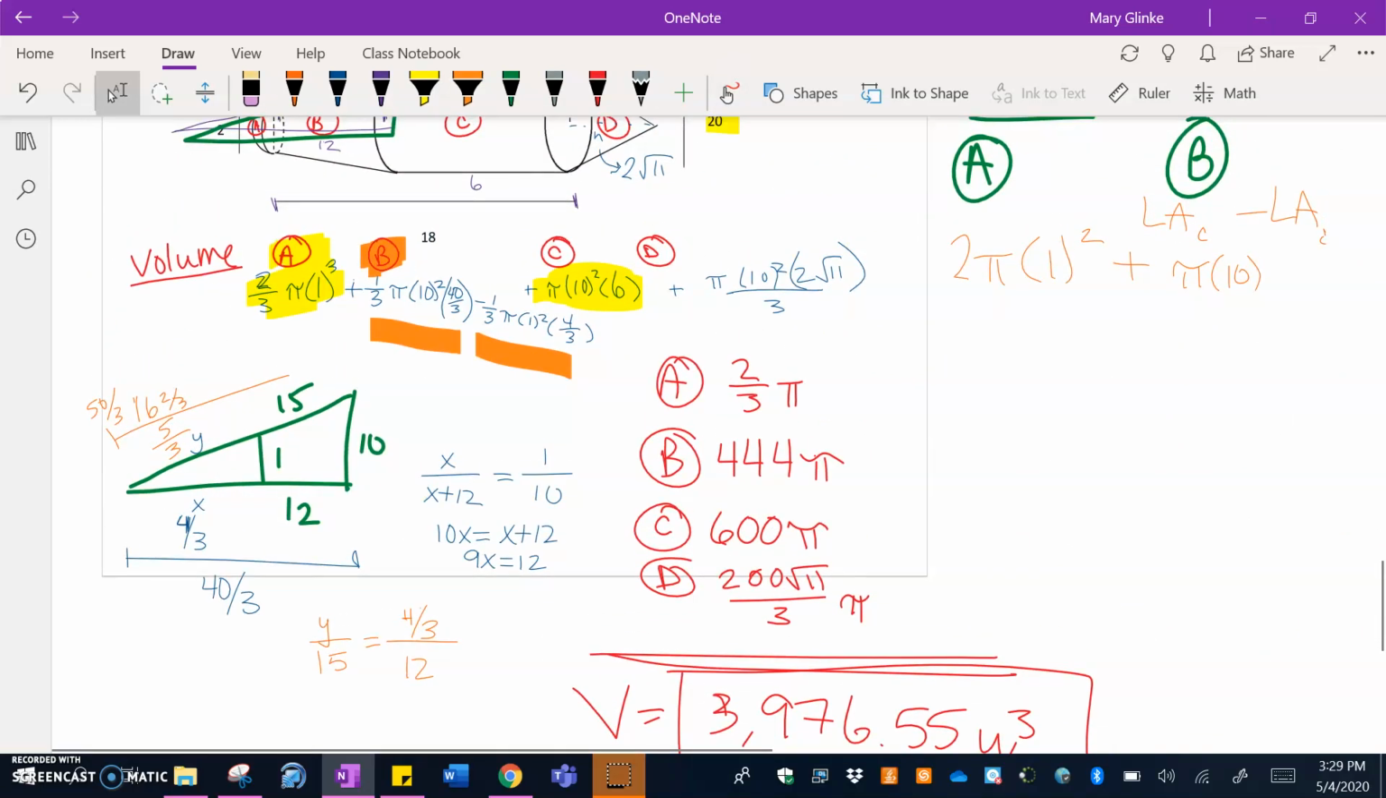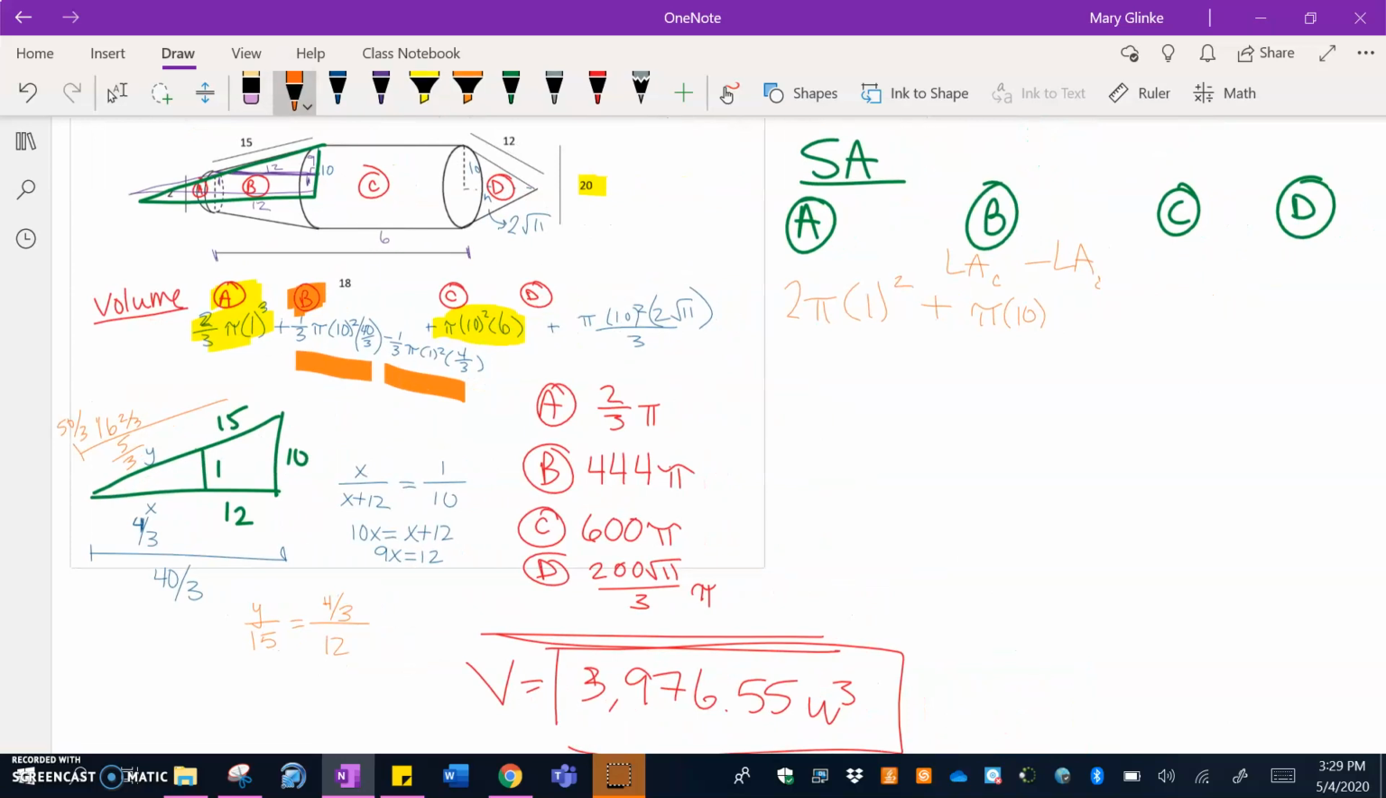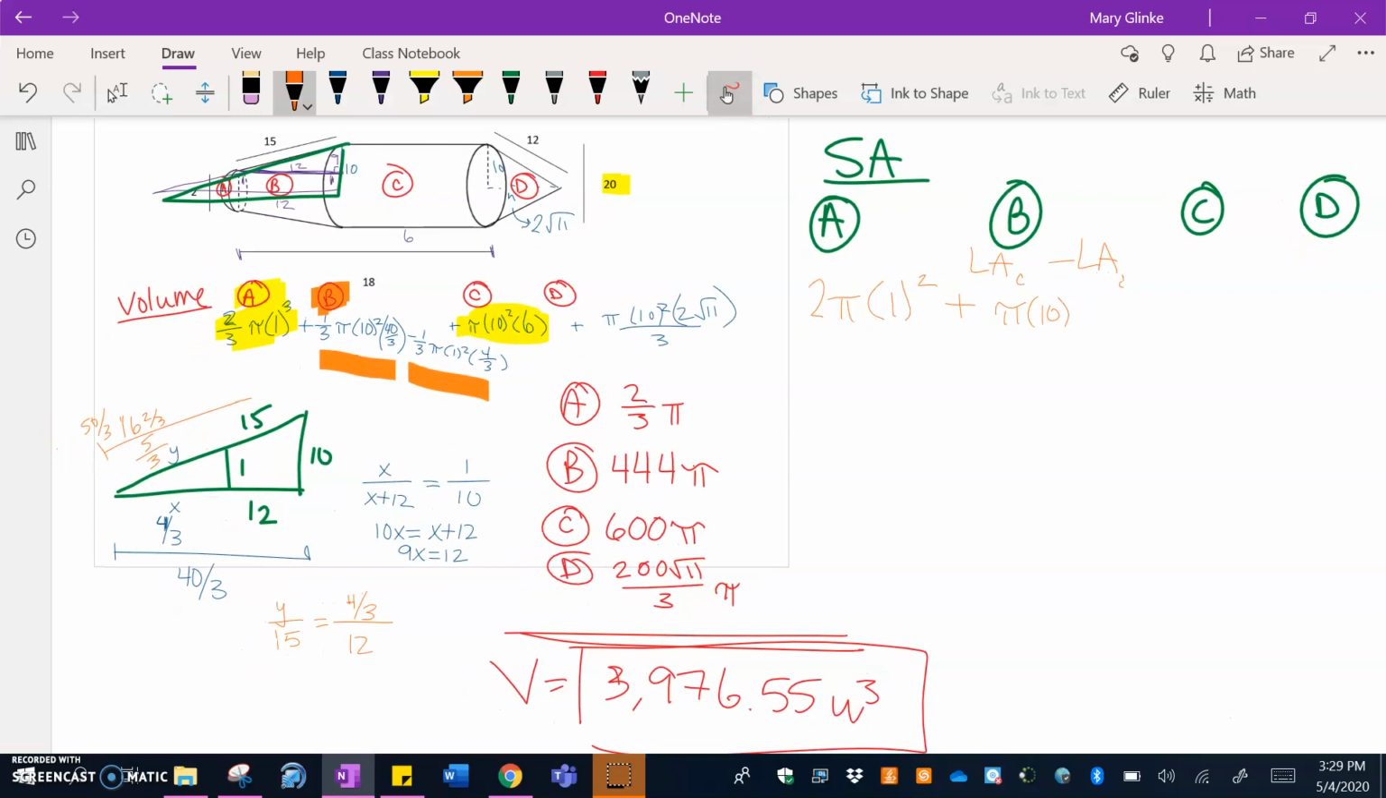Okay, so moving back to our surface area formula, we are doing pi RL of our bigger cone. So we have pi R, we just found our L to be 50/3, minus pi RL in our smaller triangle, or smaller cone. Our radius there was 1, and our slant there was 5/3.